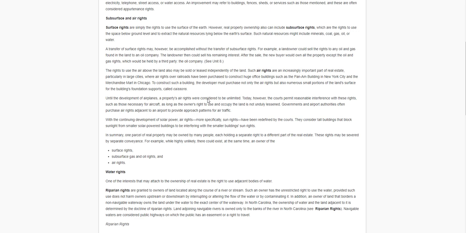The rights to use the air above the land also may be sold independently of the land. Such air rights are an increasingly important part of real estate, especially in large cities where air rights over railroads have been purchased to construct huge office buildings, such as the Pan Am building in New York and the Merchandise Mart in Chicago. To construct a building, the developer must purchase not only the air rights but also numerous small portions of the land surface for the building's foundation support, called caissons.